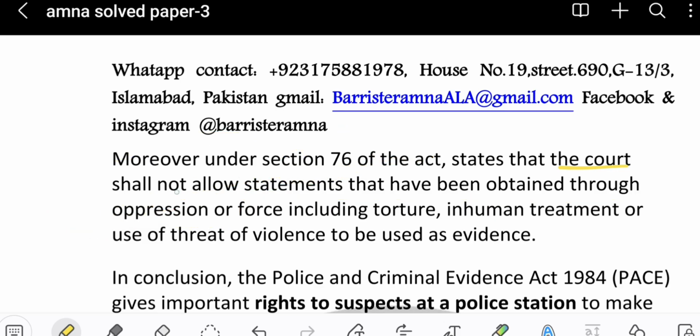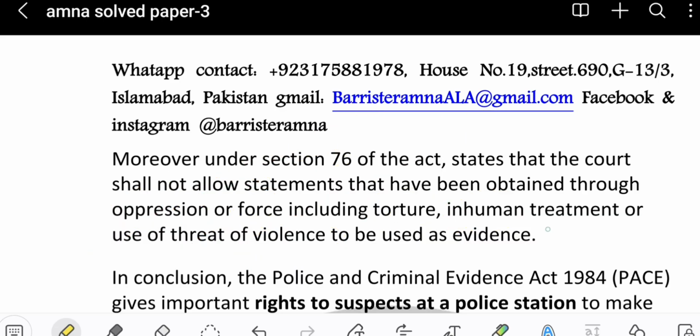This section says that if there's any kind of evidence that is obtained through oppression or force, or any kind of torture or inhuman treatment done on the witness, or any kind of threat of violence done on the witness, then evidence obtained from these things cannot be accepted in court. That evidence will not be accepted. So this section is giving a witness a right, because that suspect or witness will get proper rights by this section, because this section stops the police from using oppression, force, torture, inhuman treatment, or use of force to get the evidence.